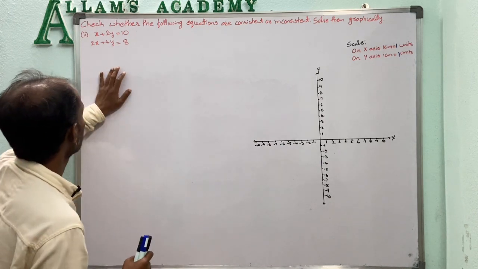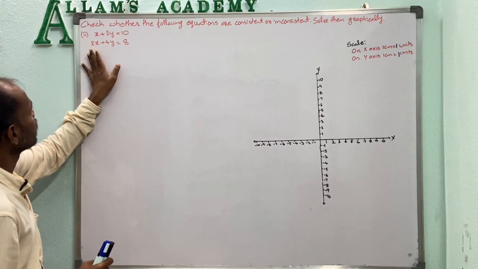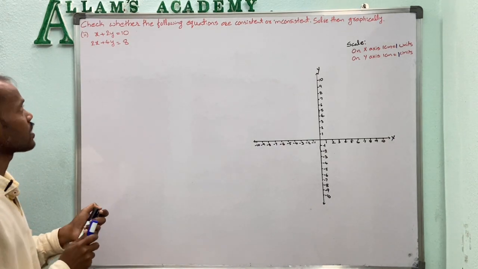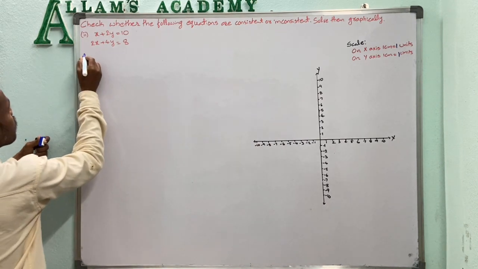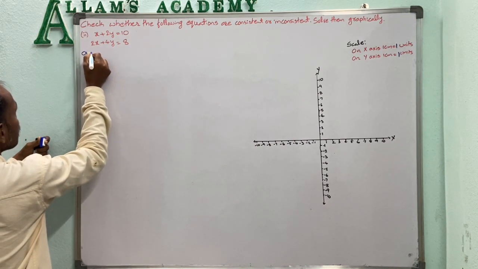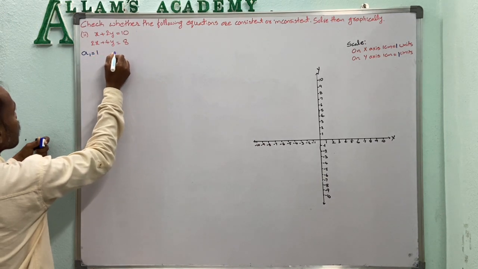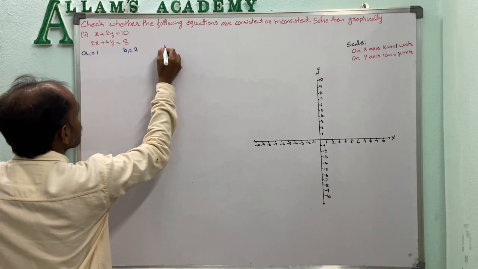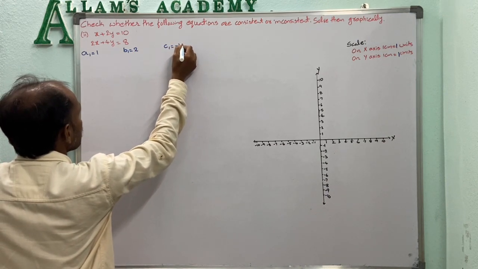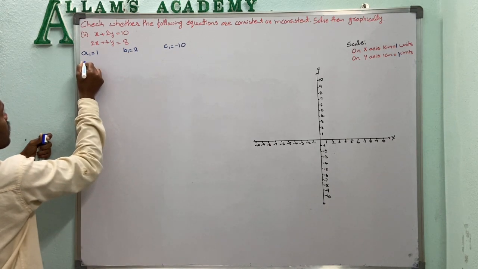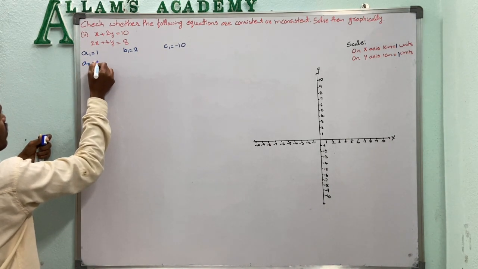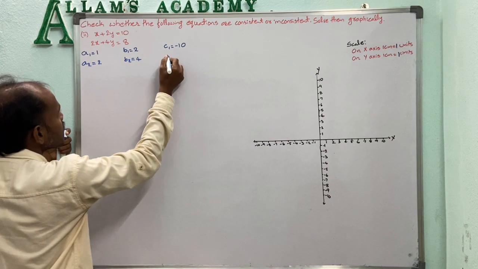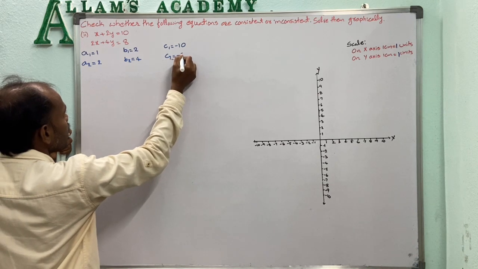Here is another problem: x plus 2y equal to 10, 2x plus 4y equal to 8. Now we compare the coefficients. For the first equation, a1 equal to 1, b1 equal to 2, that is the y coefficient, and the constant term c1 equal to minus 10. Next, for the second equation, the x coefficient a2 equal to 2, the y coefficient b2 equal to 4, and the constant term c2 equal to minus 8.